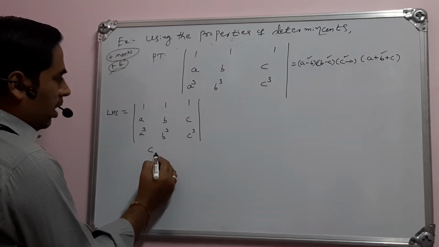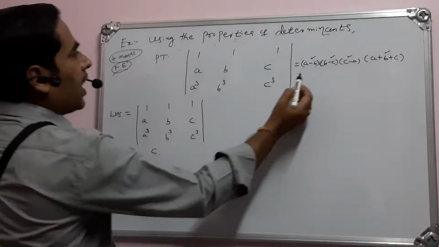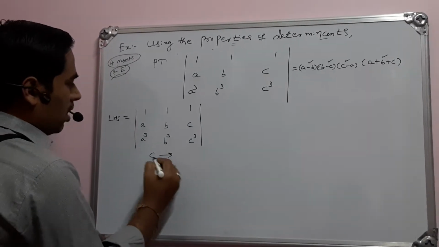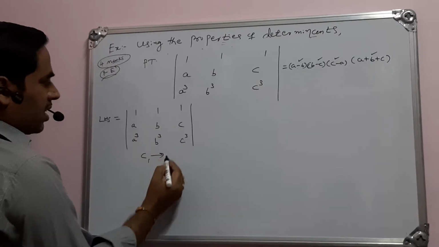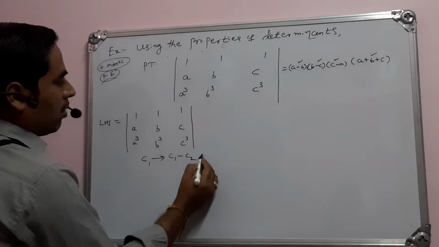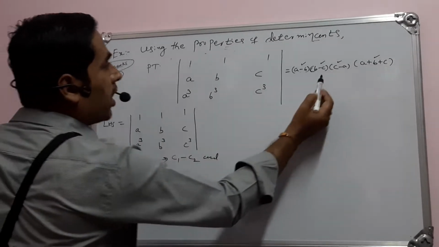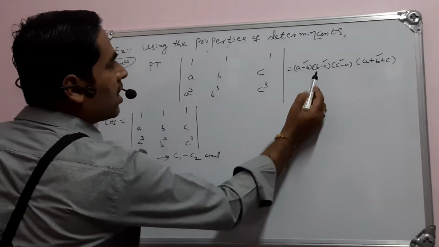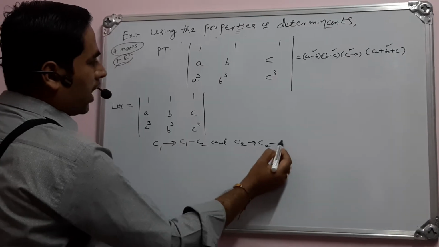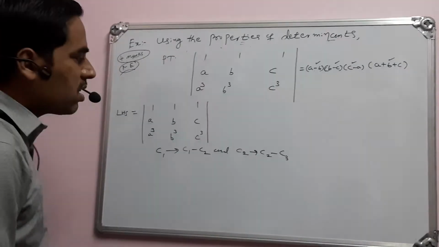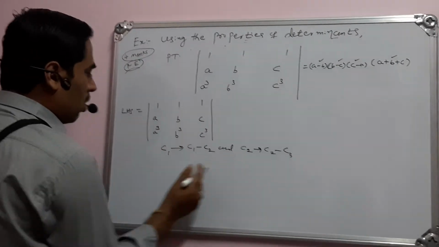See here, I will take a minus b. So that means first column minus second column. C1 changes to C1 minus C2, and so I can get here b minus c. To do that, I have to apply on the second column: second column changes to second column minus third column. Okay, I will do these two operations.